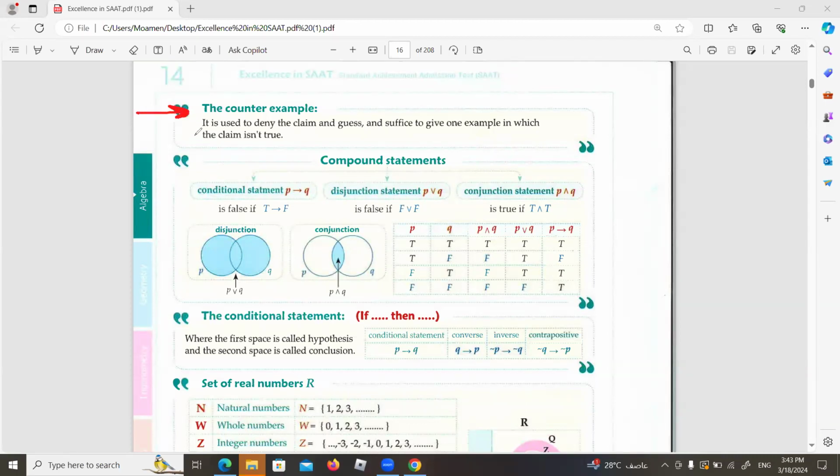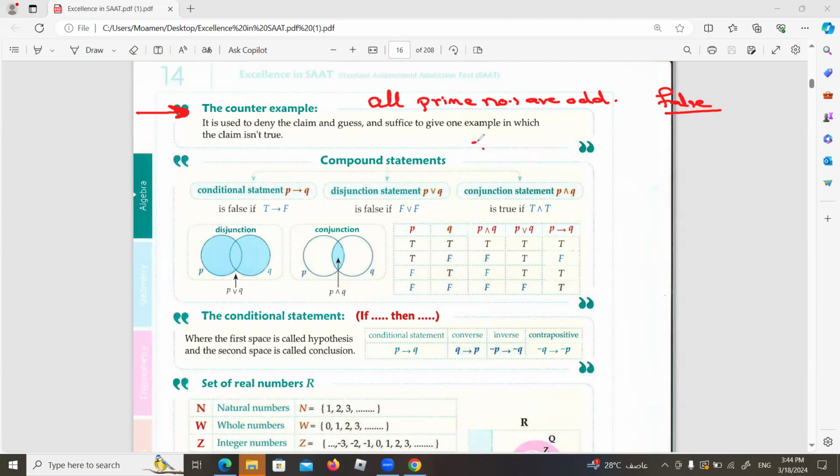A counter example is an example that proves that our statement is not true. For example, a counter example for "All prime numbers are odd." Is this true or false? This is a false statement. Give me a counter example, an example that proves that this statement is false.